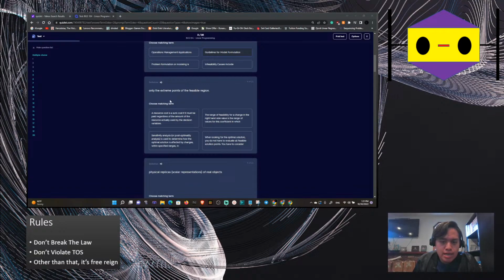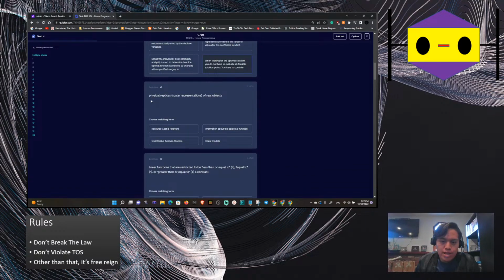A reduced cost, no. When looking for the optimal solution, you do not have to evaluate all feasible solution points. You have to consider only the extreme points of the feasible region.